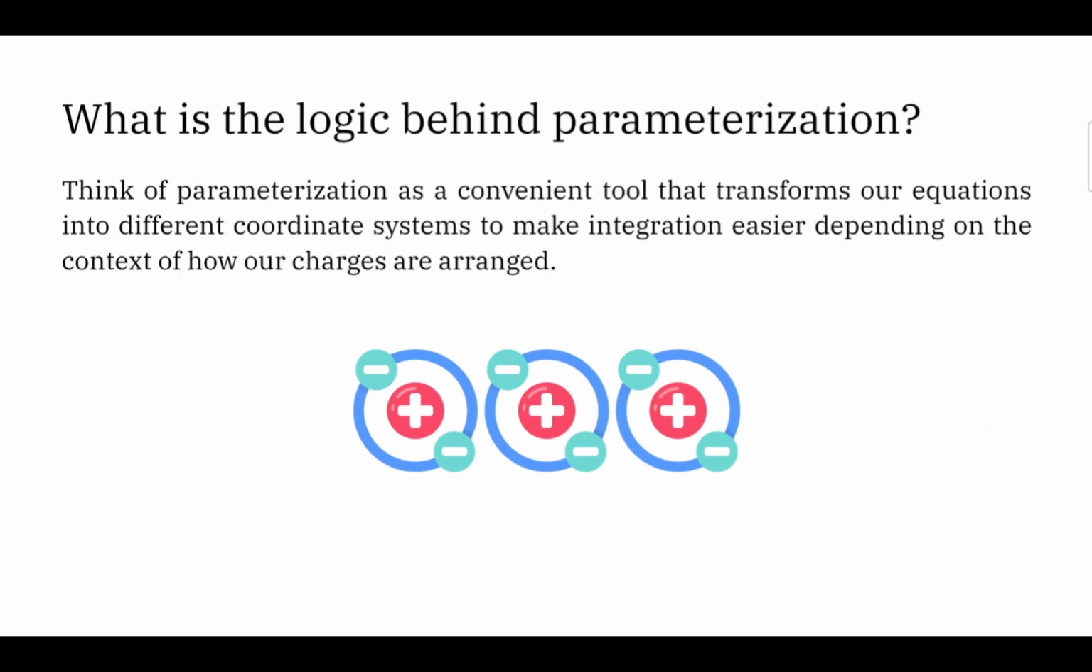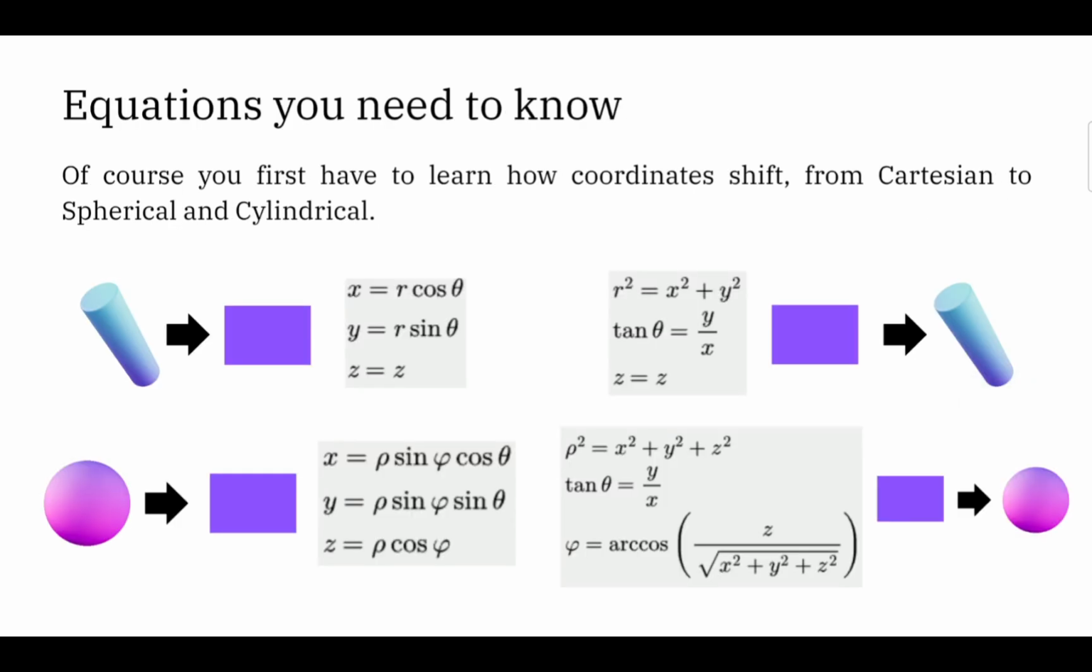Now, logically, since we want to simplify this, you can think of parameterization as a convenient tool that transforms our equations into different coordinate systems to make integration easier, depending on the context of how our charges are arranged. Now, the equations you need to know are the following. First, you have to learn how coordinates shift from Cartesian to spherical and cylindrical.